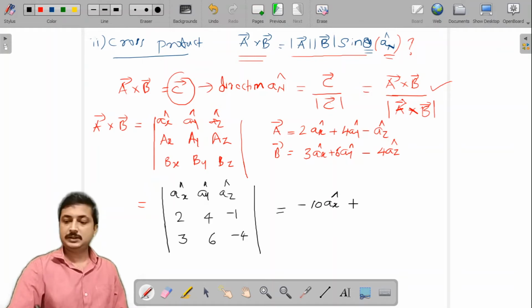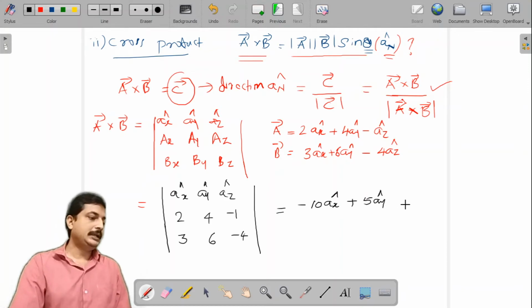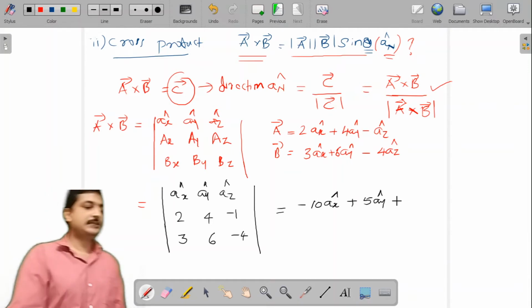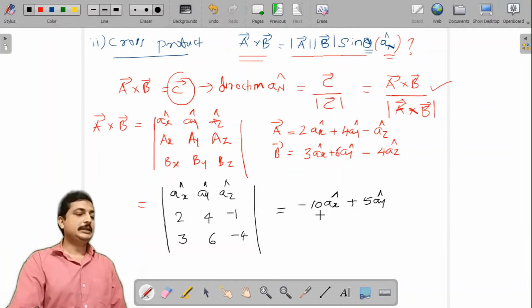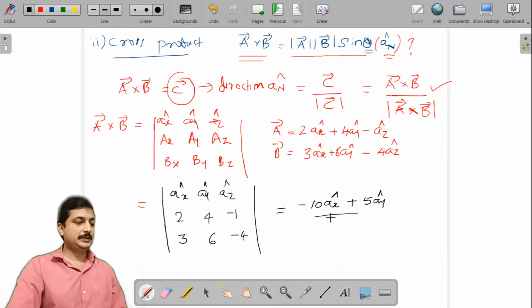ax cap plus 5 ay cap, and az cap term will vanish. So we'll get 0 az cap. Okay. So I'll just get minus 10 ax cap plus 5 ay cap. So this will be my A cross B.